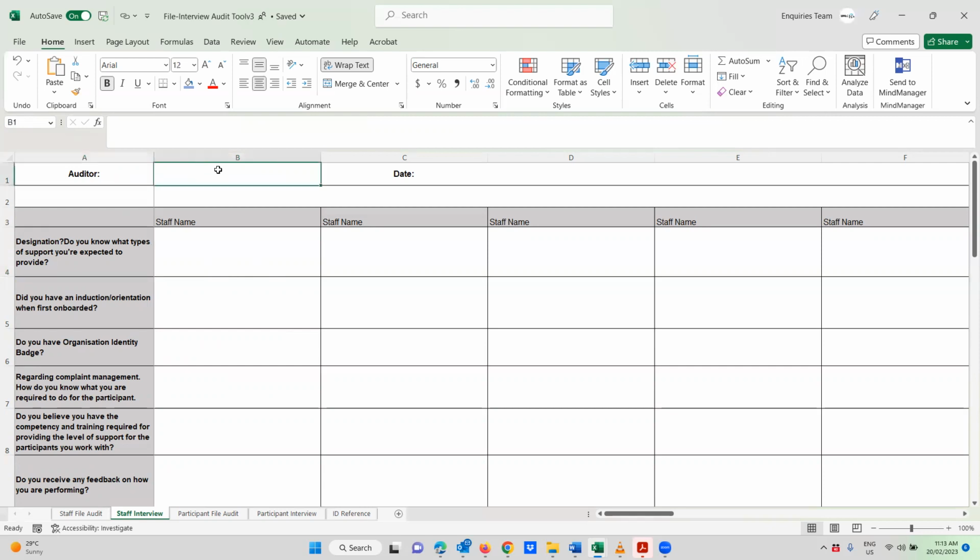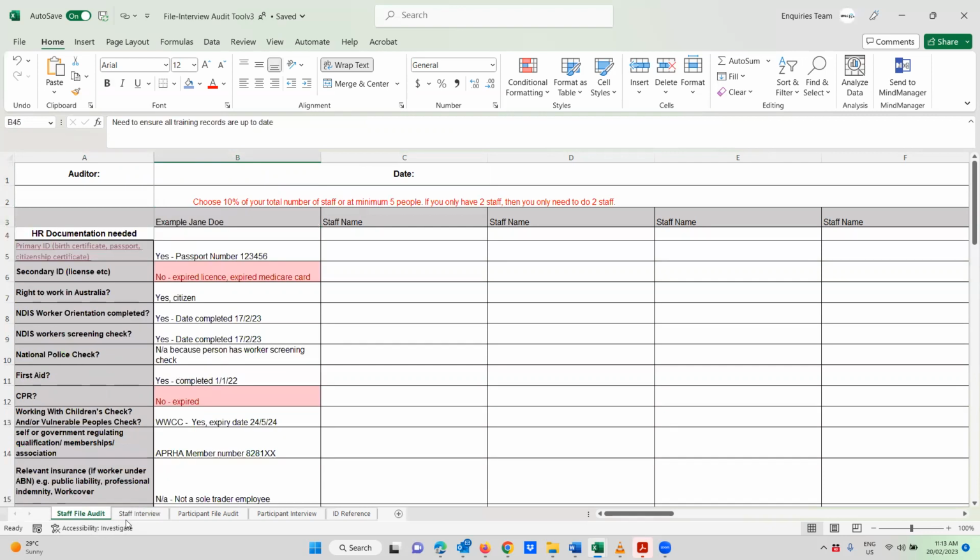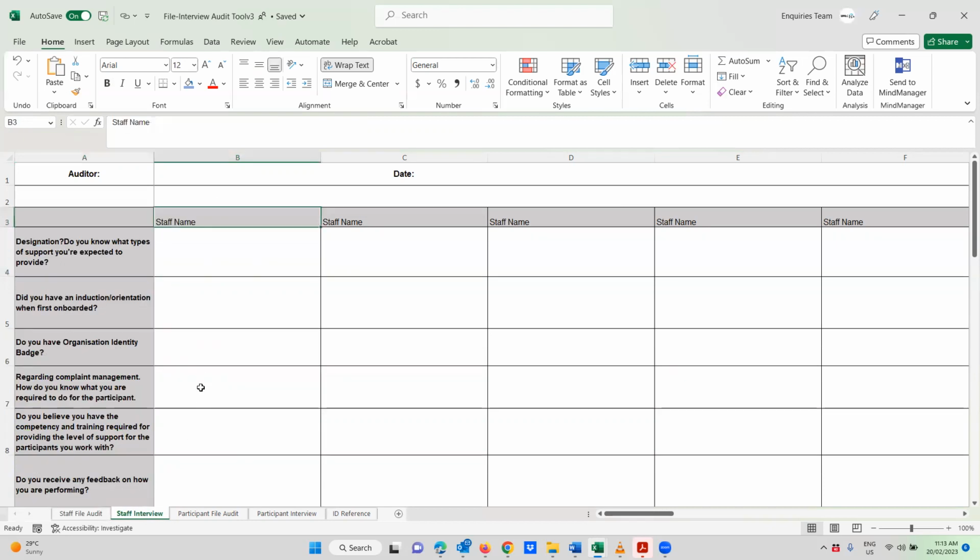So once again, auditor name, date, the staff member. You would want to try to make sure that the staff that you interview are the same staff that you've audited, because it's really not sensible to audit 5 staff and then interview 5 others, because you're missing that alignment to their file. Yeah, you've got much better evidence if you interview the same staff that you do a file audit for.